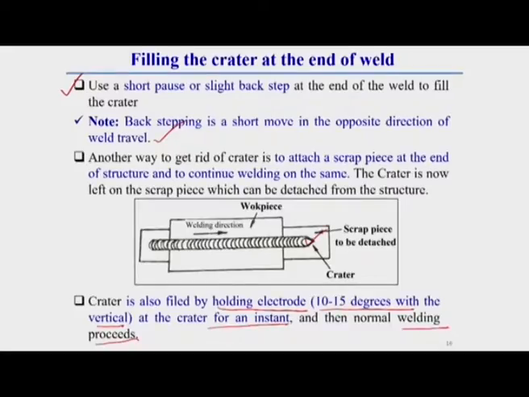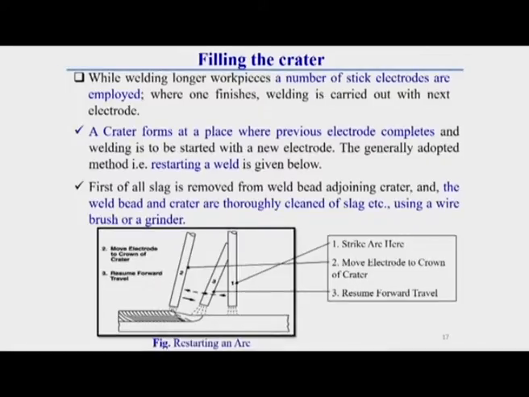You will see this crater effect is very frequent when the workpiece is very long. Why is the crater effect so high? Because while welding a long workpiece, a number of stick electrodes are employed. When one finishes, welding is carried out with the help of another electrode. So there are a number of starts and stops of the welding operation, and at the end of each electrode a crater is created. So we should eliminate this crater. How we can eliminate it for this long run welding operation, I will tell you.